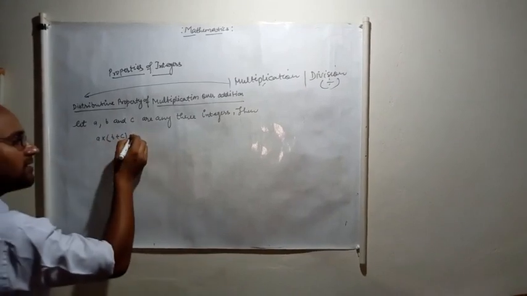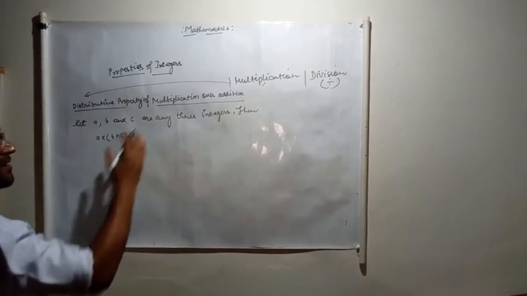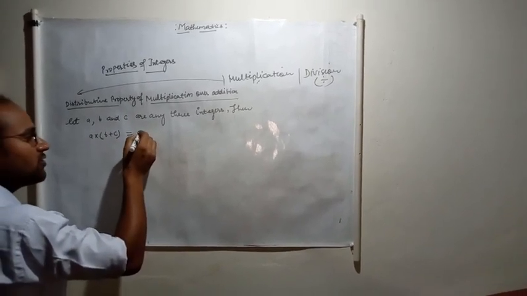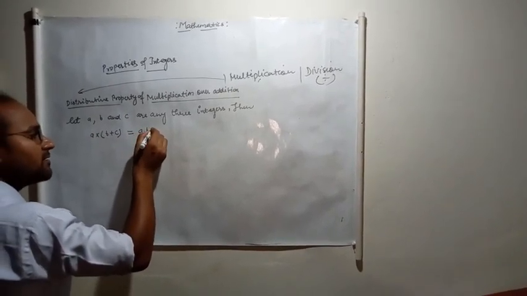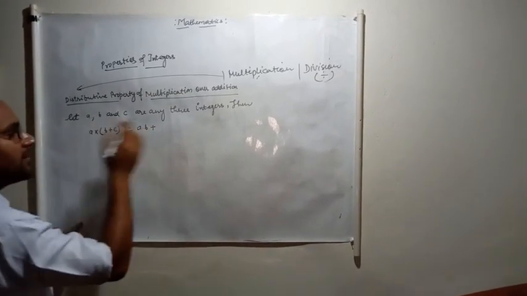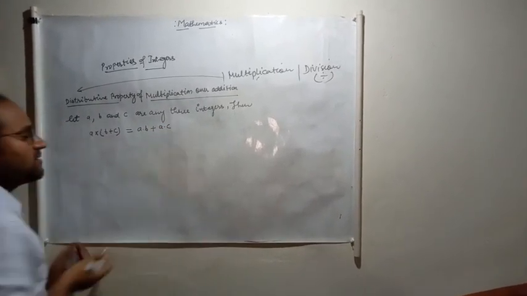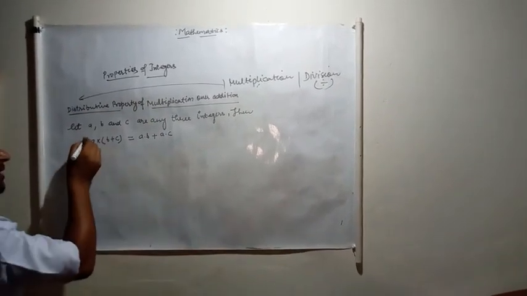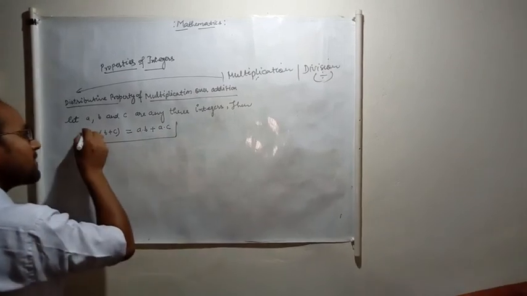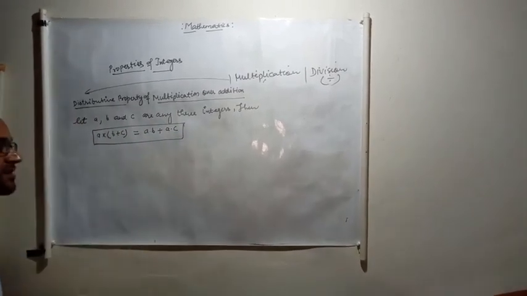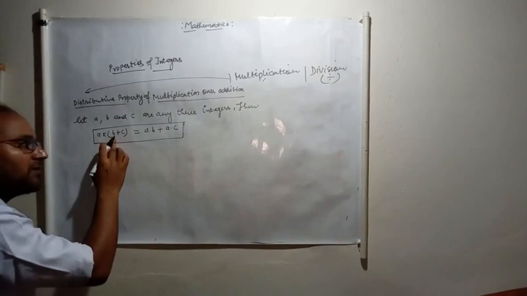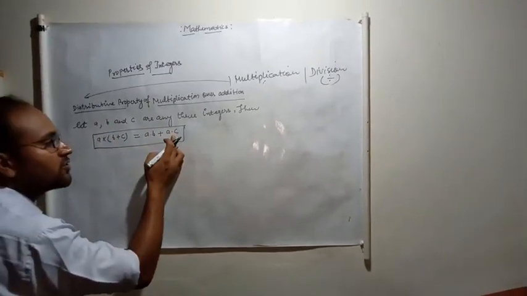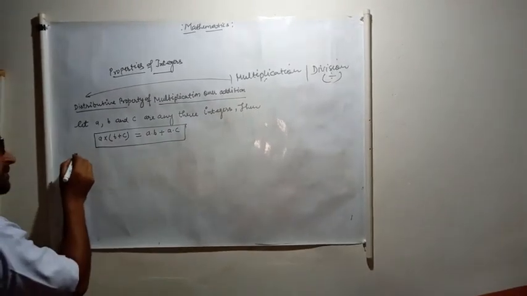So A is multiplied in bracket B plus C, and if we generalize this, if you remove this bracket, A into B, where the sign "into" means multiply, plus A into C. This is the distributive property of multiplication over addition. Very important, students. If you remove this bracket, A is first multiplied by B, A into B, then A is again multiplied into C. I will show you with an example.